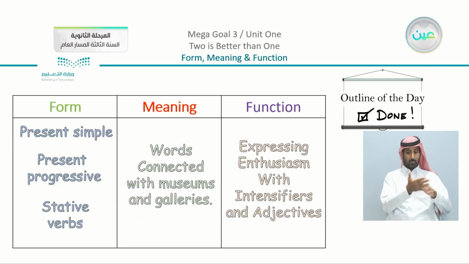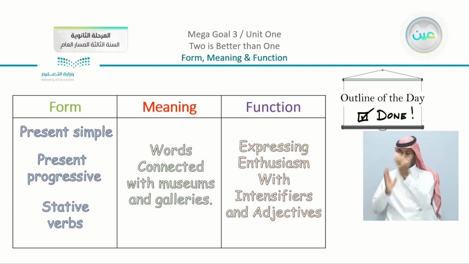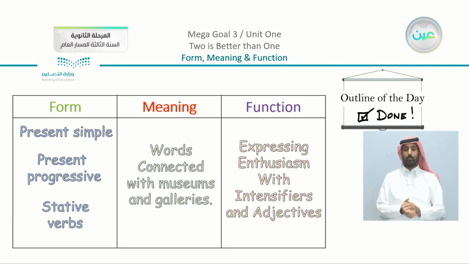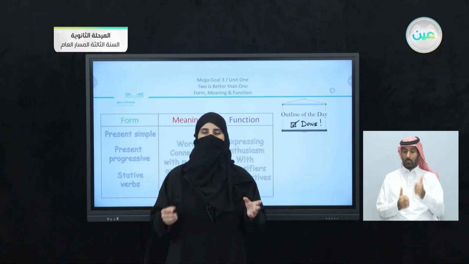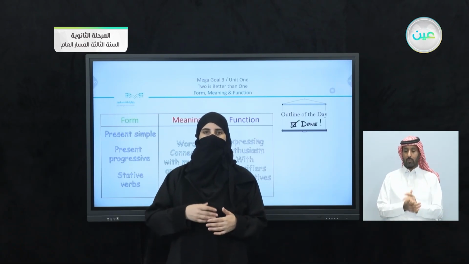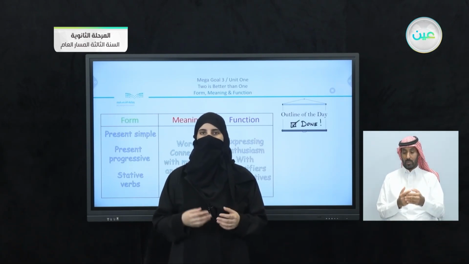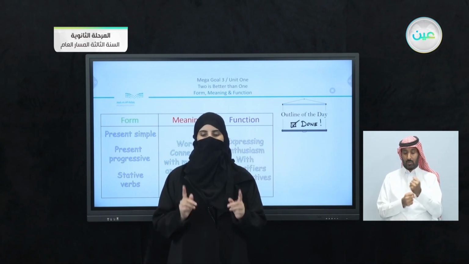Now, what did we do in our lesson today? We have the form, meaning, and function. So we have the present simple, the present progressive, and stative verbs. As meaning, we discussed words connected with museums and galleries. And as function, we have expressing enthusiasm with intensifiers and adjectives. It was an interesting lesson. There were lots of details, but they are some things that we use every day. They are very simple. You have your homework, and I'll see you soon, inshallah.